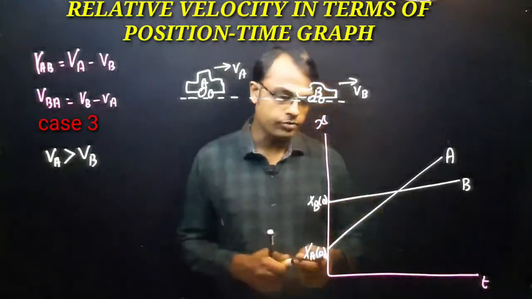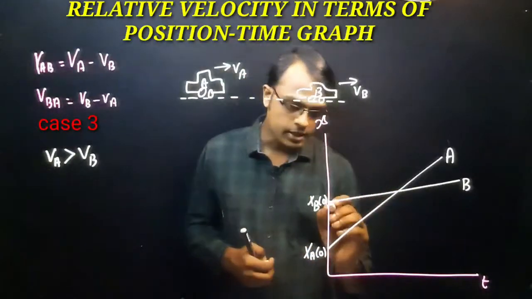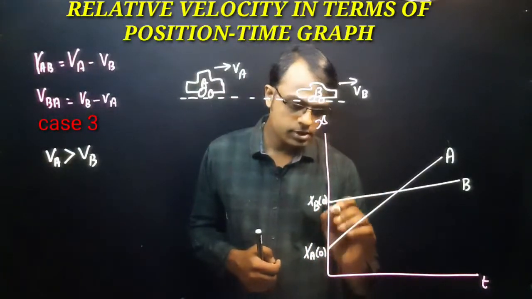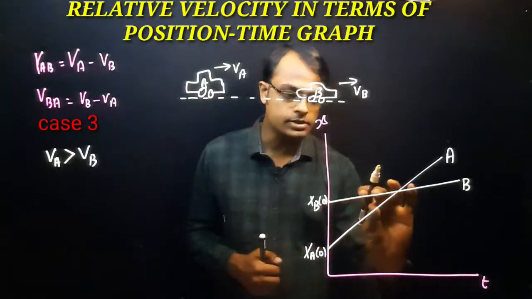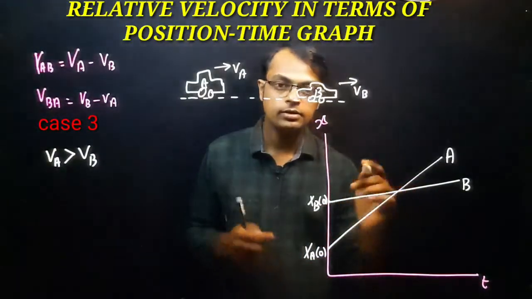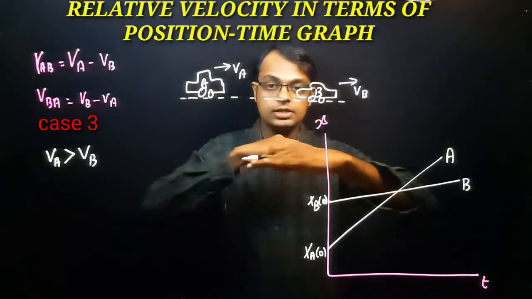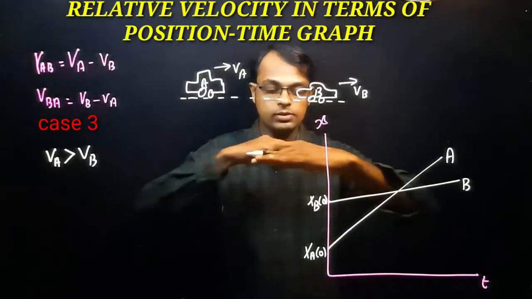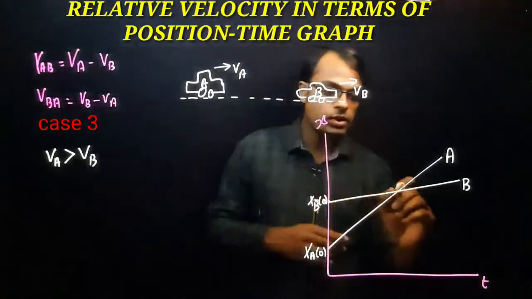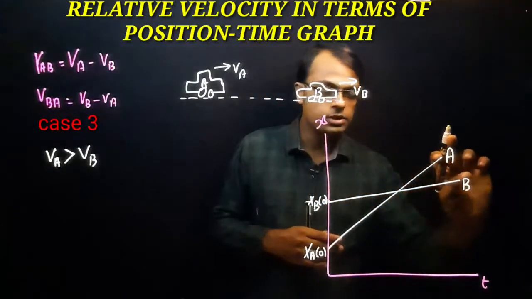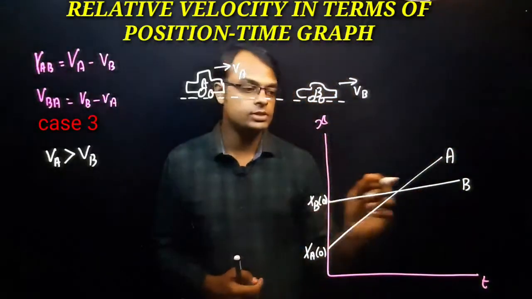Now look at the graph here. In the first case, you see the relative separation decreases. And at one point, both cars will come to the same line. They are not colliding, okay? They just come to the same line. After that, car A's speed is more, so what will happen? The relative separation increases. So this is the concept.